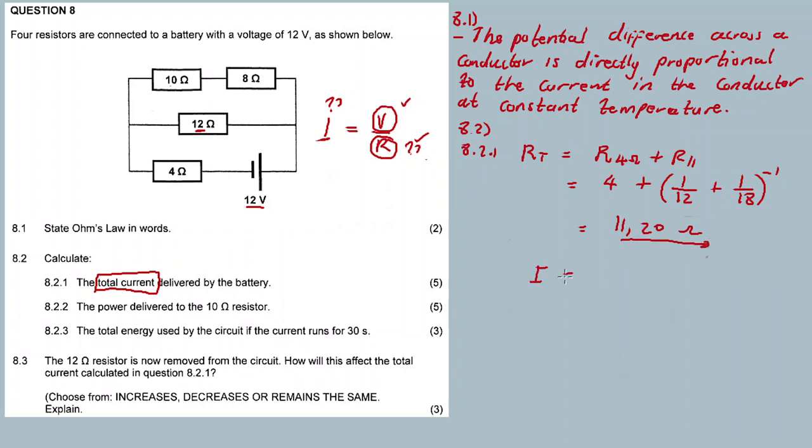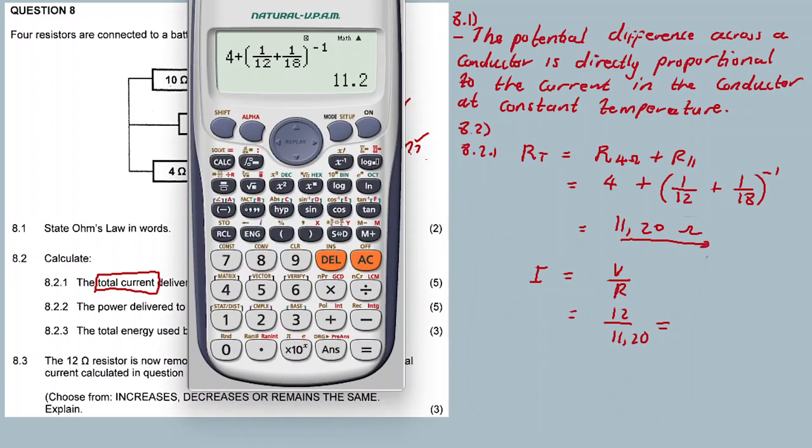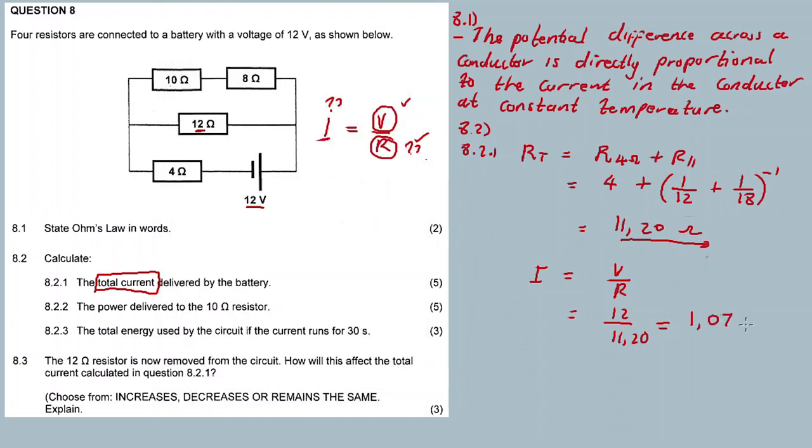I equals V over R. What is V? 12. What is R? It's 11.20. So our answer should be 12 over 11.20, which is 1.07 in two decimal places. Now the answer in amps. So this is the total current delivered by the battery.